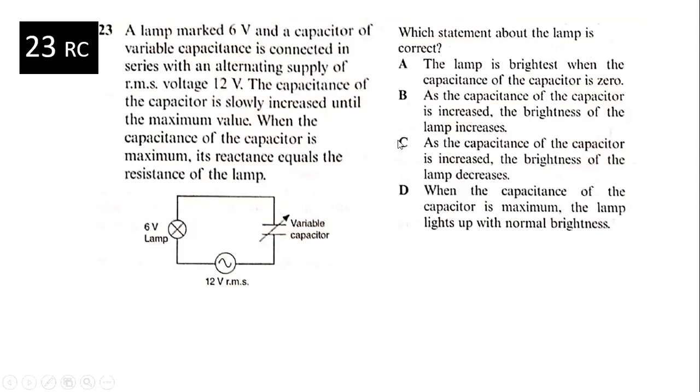A lamp marked 6 volt. That's a lamp. And a variable capacitor is connected in series with an alternating supply of root mean square. The capacitance of the capacitor is slowly increased. That one variable capacitor keeps on increasing capacitance until maximum value. When the capacitance of the capacitor is maximum, its reactance equals the resistance of the lamp. Two resistances are equal. Which statement about the lamp is correct? Okay, what's the answer?